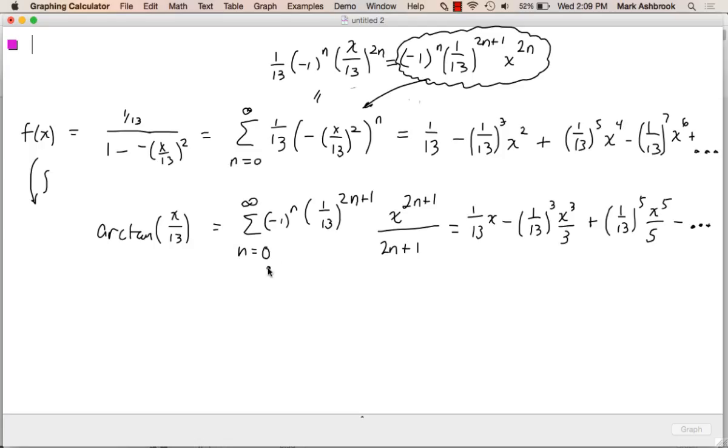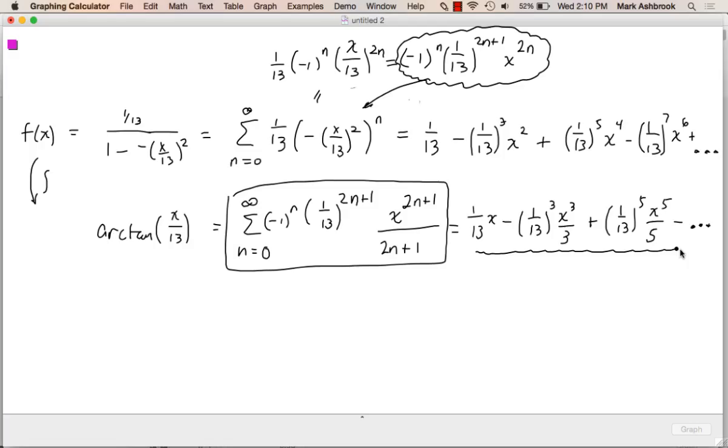So when n equals 1, we get negative 1/13 cubed, we get 3 in the denominator, and x cubed when n equals 1. So that worked. So it looks like we got it. And so then I think in this particular problem, you were just entering a partial sum like this, the first 5 or 6 terms or something like that.